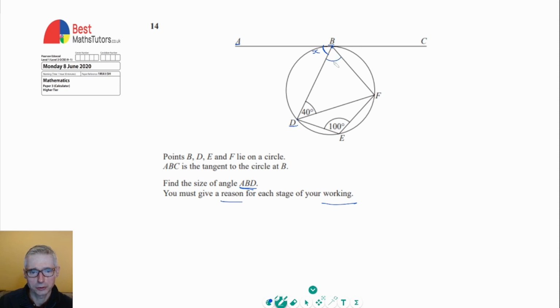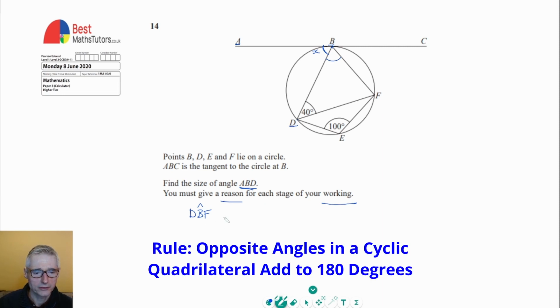So this is angle DBF. Notice that the letter in the middle is where the angle is. I might even put a little hat on it. That's one of the symbols that they can use to show that it's an angle we're looking for. And we can see that DBF is actually 180 minus 100.